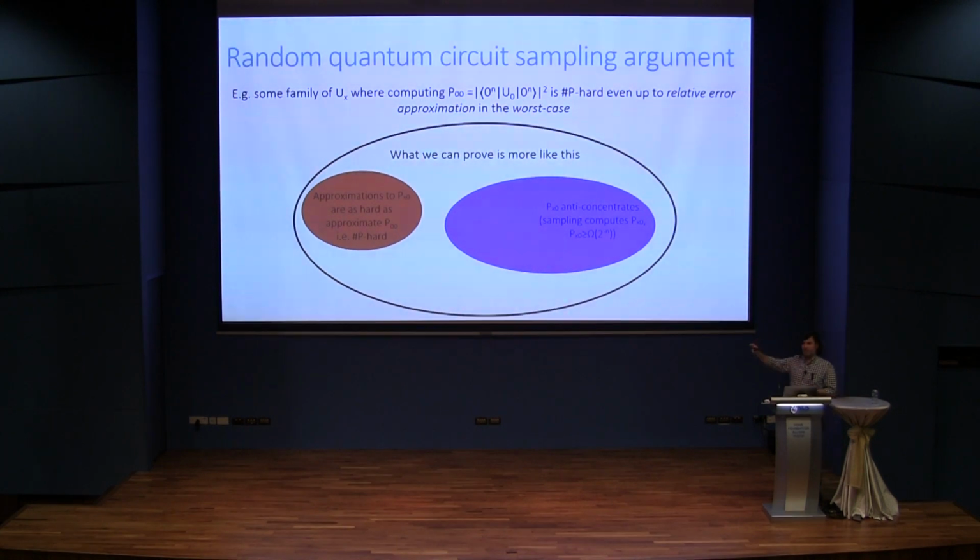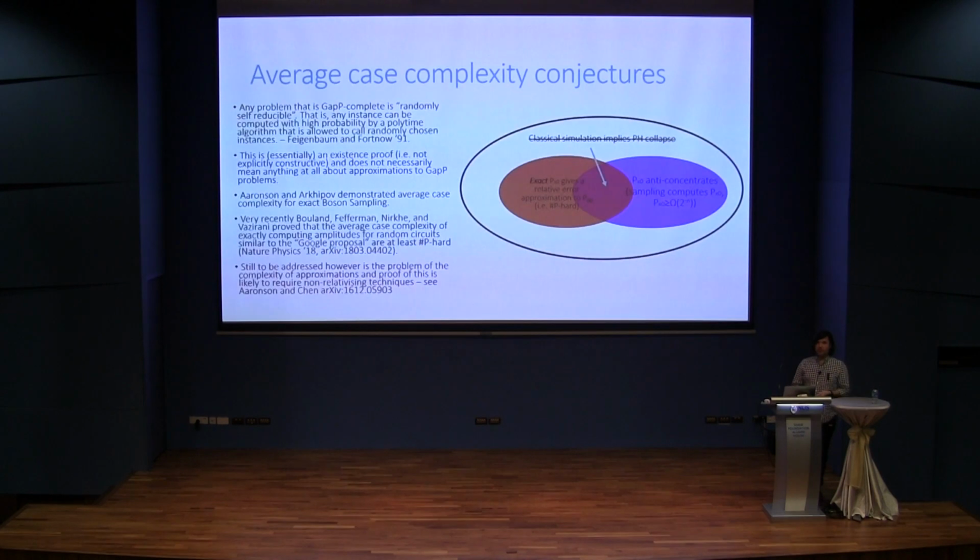So relative error approximations are GapP complete. But what we can't show is that approximations to the average case, on average, are also GapP complete on average. So that's the thing which is a big open question.